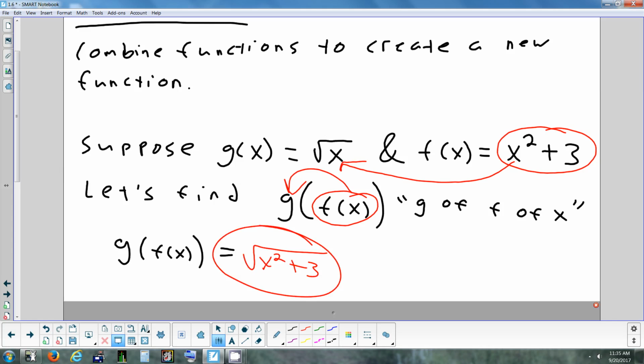You cannot simplify anything there because of that plus 3. If the plus 3 wasn't there, then I could cancel a square and a square root. But you can never cancel a square and a square root if there's plus and minus with it.